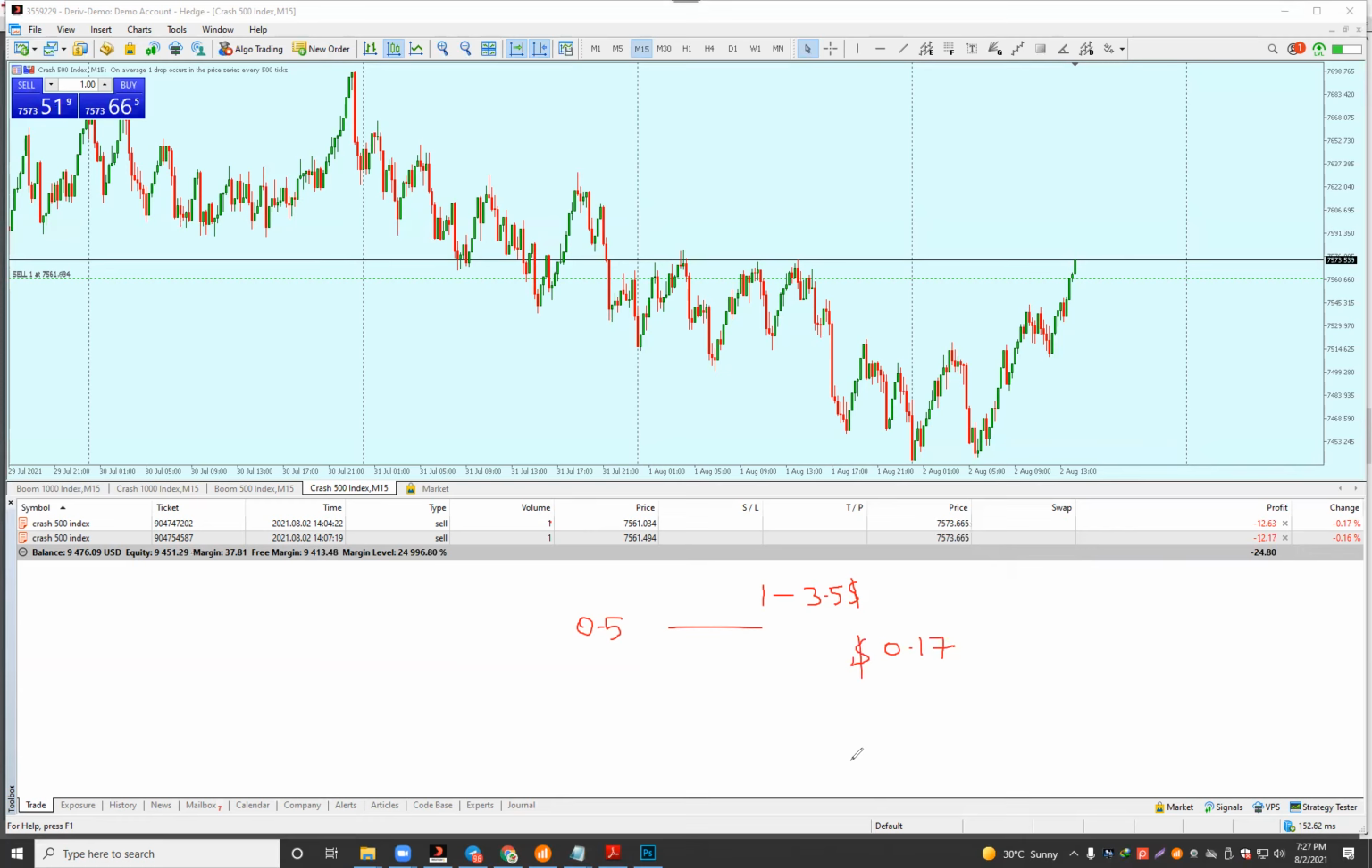$0.17 on the one lot. And when you open the lot of 0.2, how much will it charge you? I think it can be 0.5 or 0.4 or 0.3, something like that, right? So this will be the commission. Automatically, when you open the trade, this commission will be added to your entry.